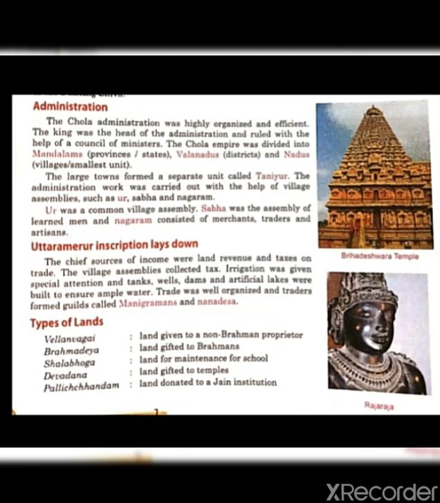The types of lands. Vellanvagai, the land given to non-Brahmin proprietors. Brahmadeya, the land gifted to Brahmanas. Shalabhoga, the land for maintenance of schools. Devadana, land gifted to temples. Pallichchandam, the land donated to Jain institutions.